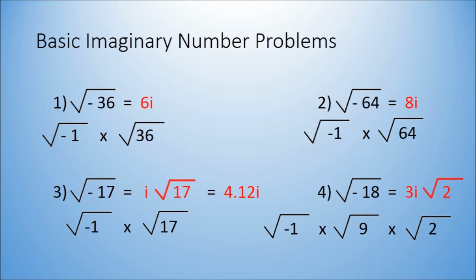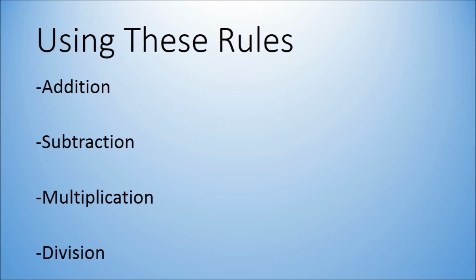Square root of -17, well, can't really do that in your head without a calculator, but you could just say i times the square root of 17, that'd be appropriate. And then the square root of -18 isn't a perfect square root, but you can simplify it to 3i square root of 2.